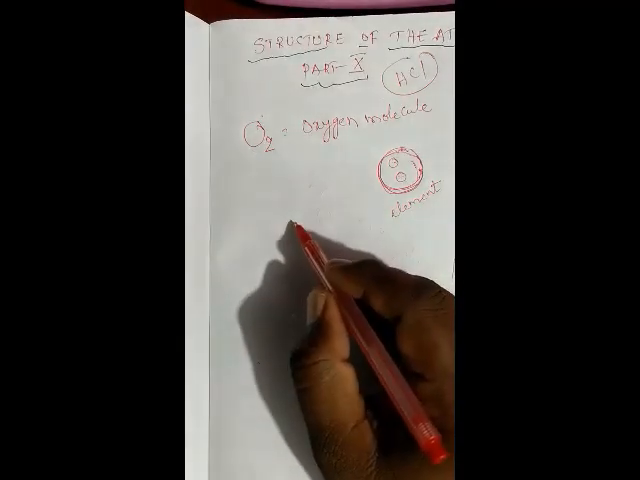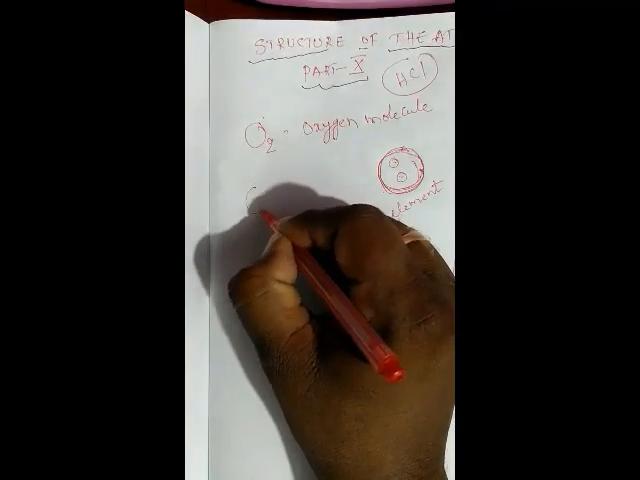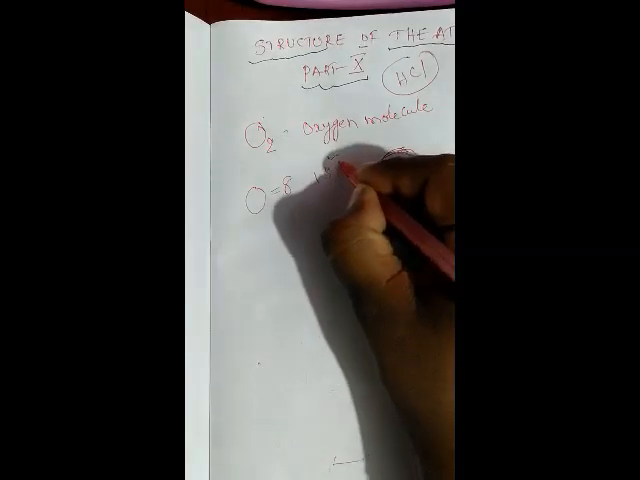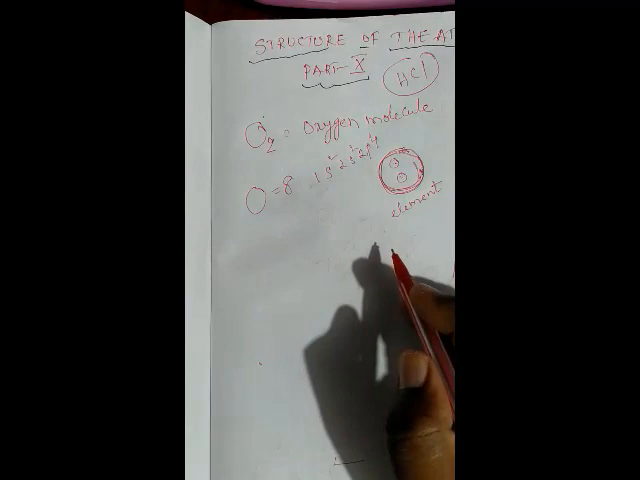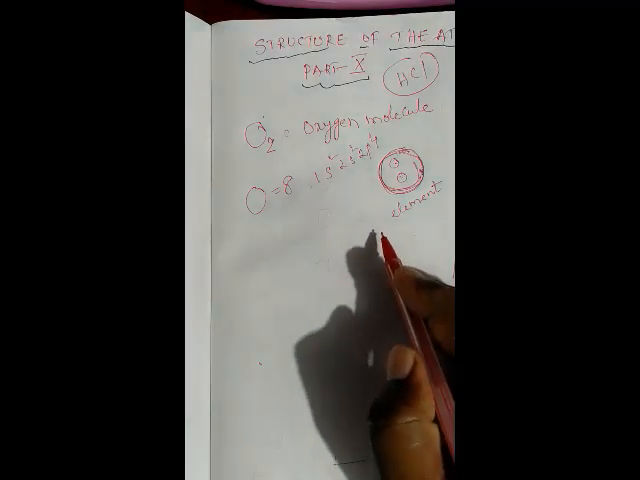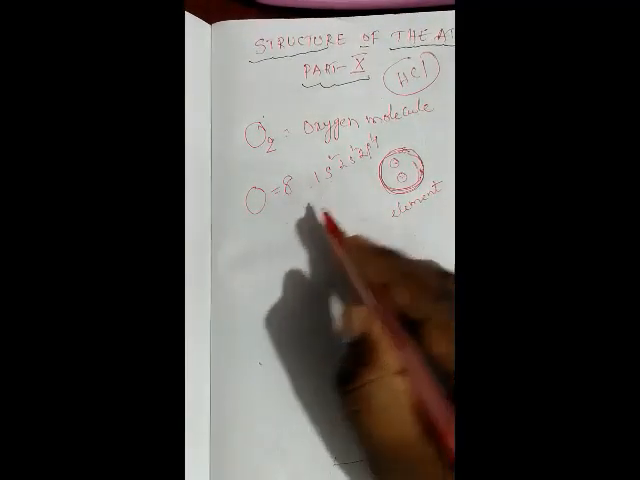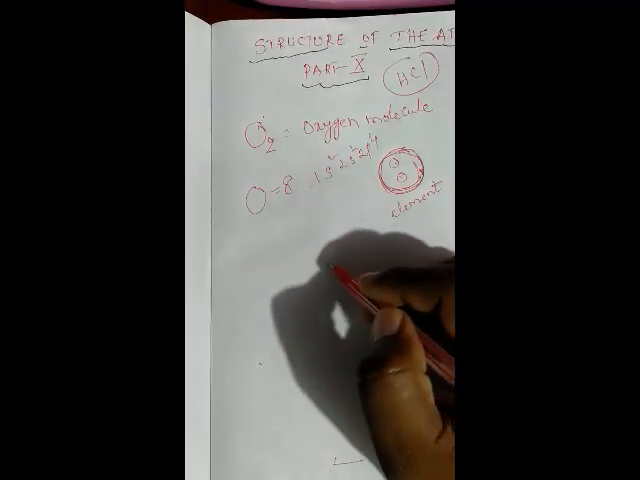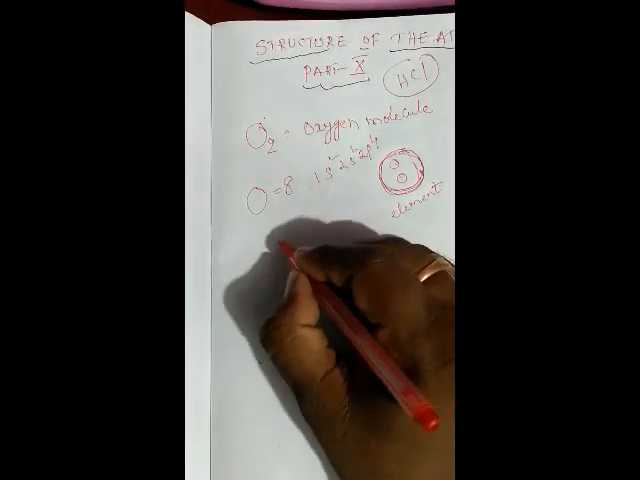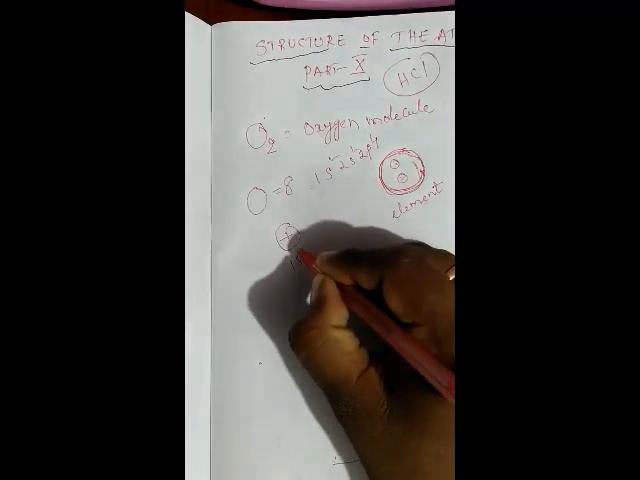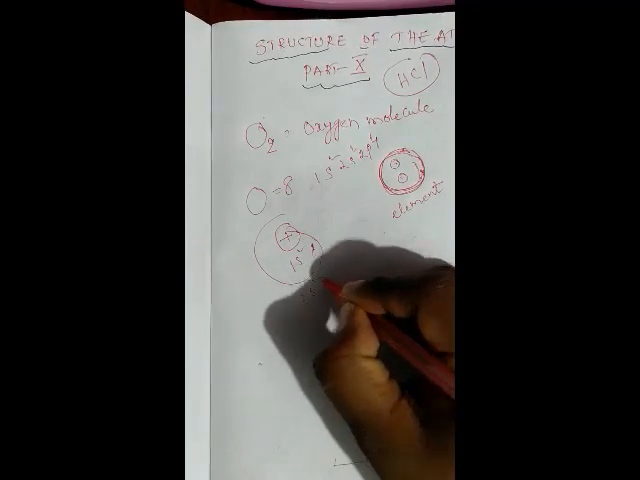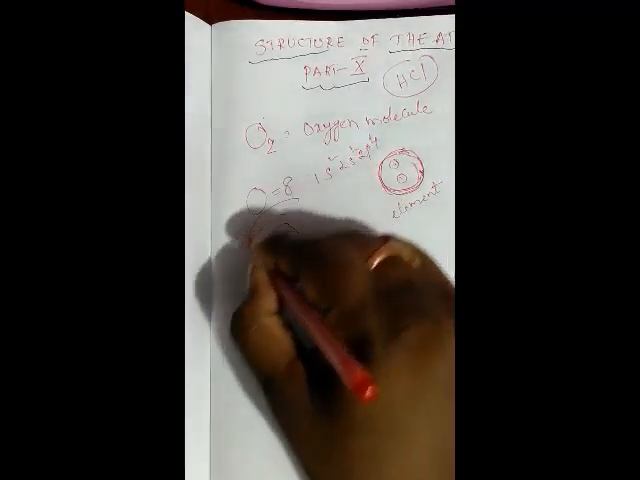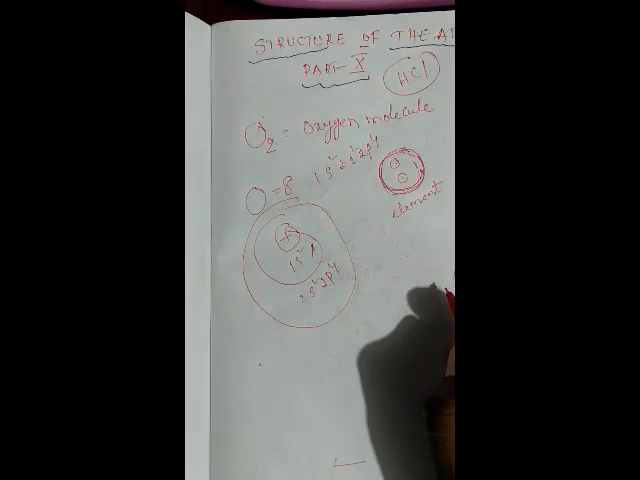So here, the oxygen atom. See, the oxygen atomic number is 8. Electronic configuration is 1s2, 2s2, 2p4. I already told you this in the previous videos. Every time the topic starts with the electronic configuration. See, next here the orbital diagram. So 1s2, next 2s2, 2p4. This is the orbital diagram.